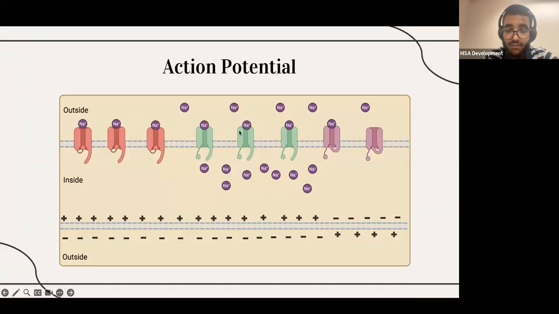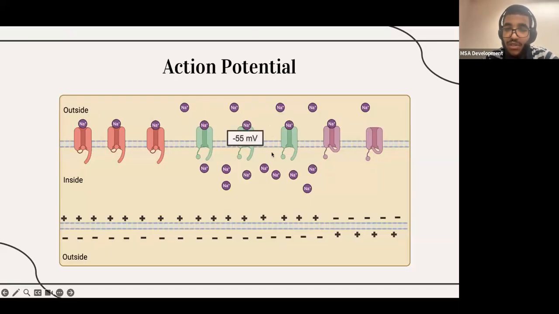But let's see over here. These are open channels, which means the threshold was reached over here. The membrane potential was -55, and now the sodium ions rush inside. And over here, this is the conformation of the resting membrane potential, in which the activation gates are closed and the inactivation gates are open.